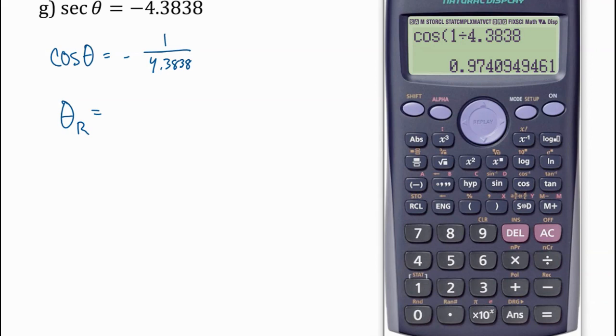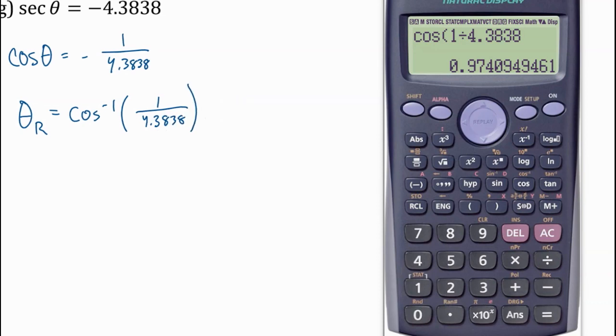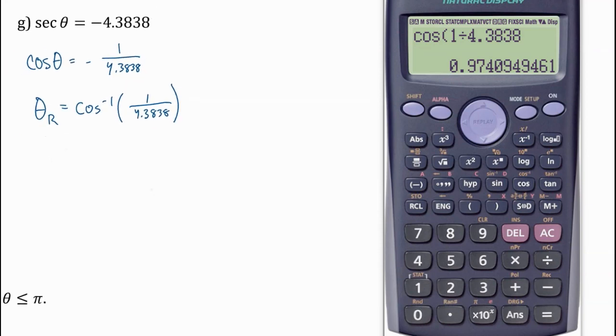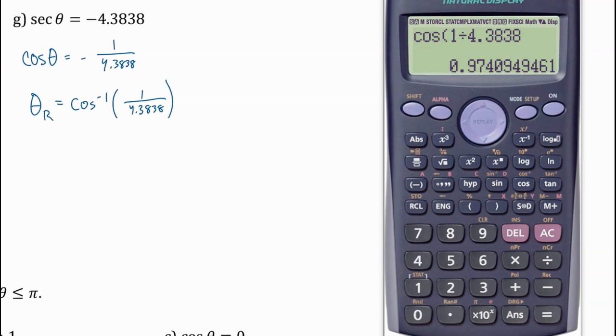If you're curious, you can figure it out, or you can ask me and we can talk about it. But generally speaking, we do cos inverse of 1 over 4.3838. And this is something that we could make more sense of exactly what's happening in the next trig unit when we talk about some different things. So notice this is not negative.